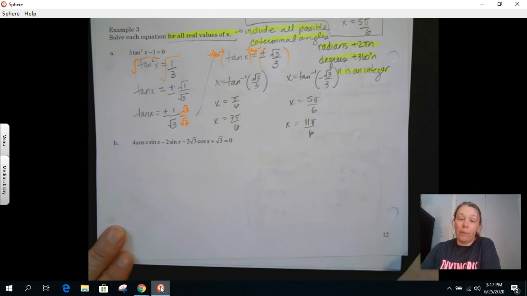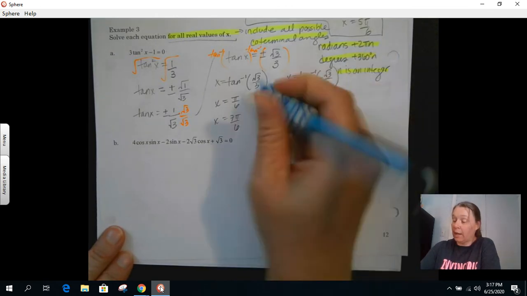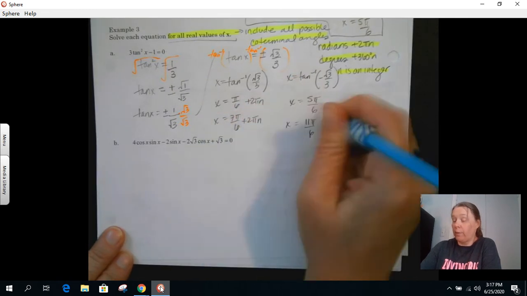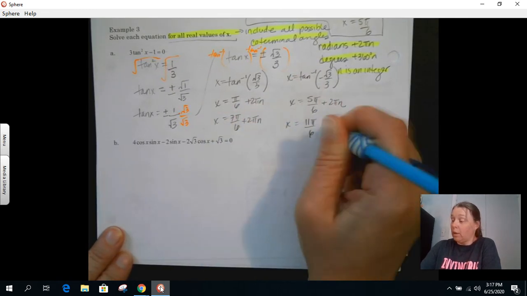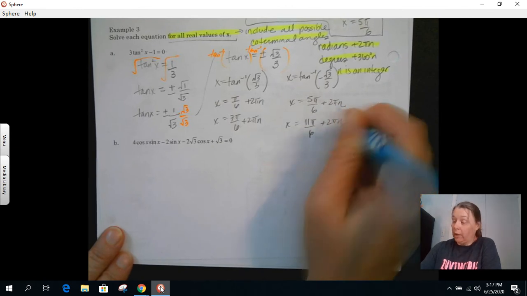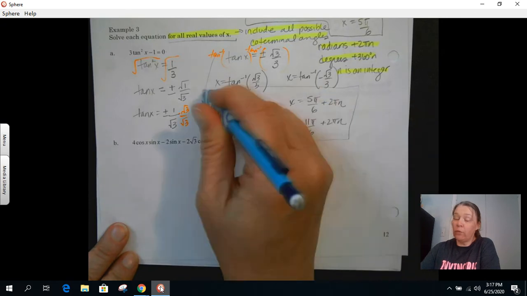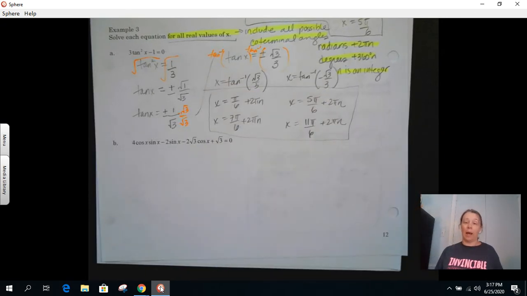Now, there are a couple different ways you could write this answer. One would be to do what we set up here and just tack 2 pi n on all of them. You have to do it on all of them. You have to tack it on. Otherwise, you're leaving out infinitely many solutions. If you don't include it, you've really only solved it from 0 to 2 pi. You haven't solved it for all real values. So you really want to be careful of that.